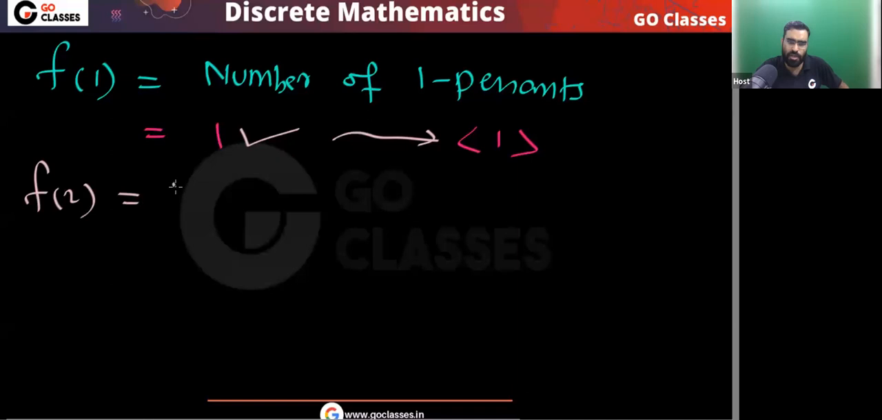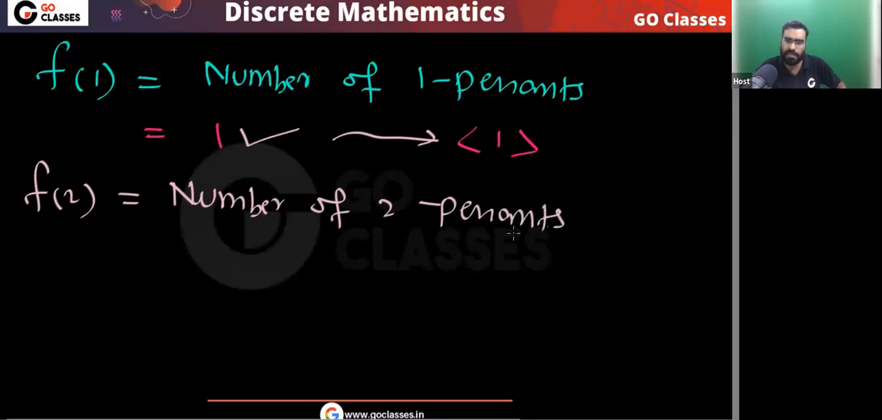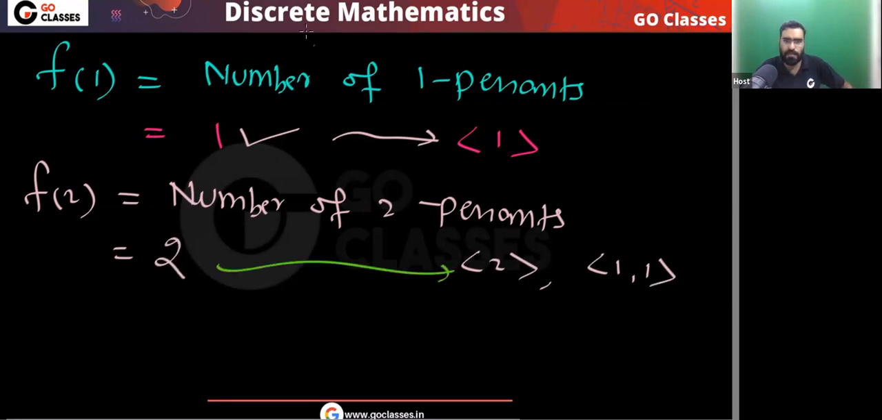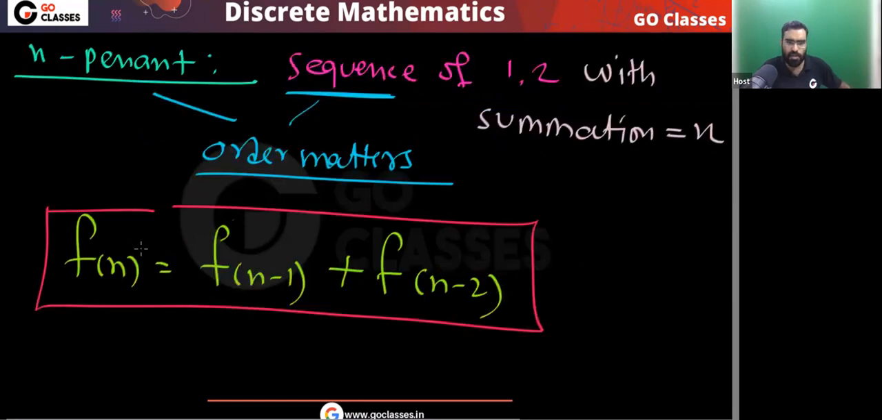How many 2 pennants you can create? Tell me how many 2 pennants I can create. If I want to create 2 pennants, either I can do this, or I can do this. So number of 2 pennants will be 2. These are the initial conditions. So I got initial conditions, I got recurrence relation.